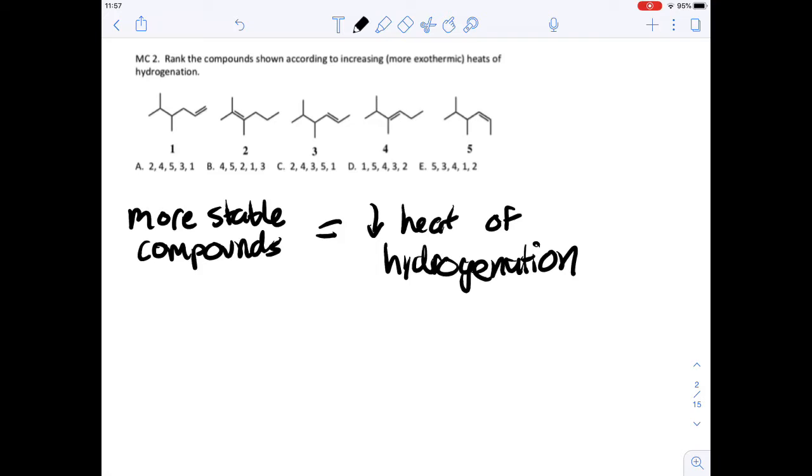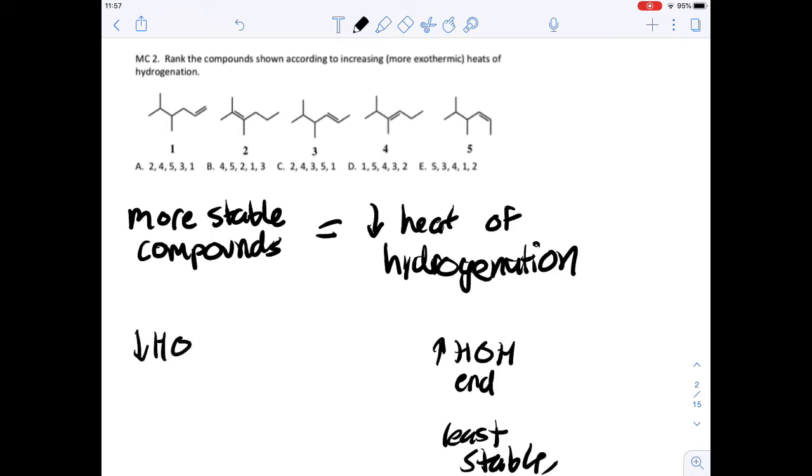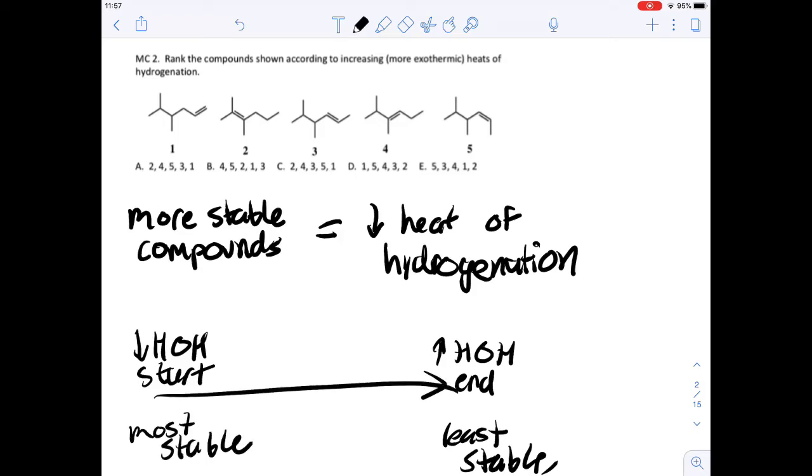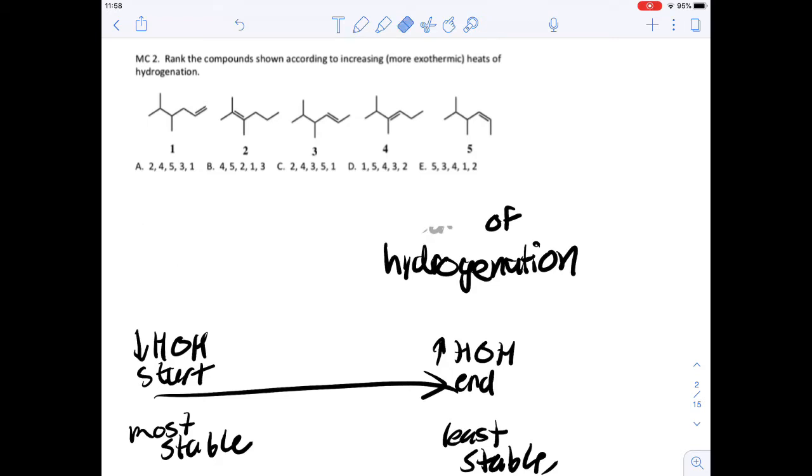So what that means is if your highest heat of hydrogenation is at the end, these are also going to be your least stable, and your lowest heat of hydrogenation at the start, so these are going to be your most stable, and the trend is going to go that way. Okay, so with that in mind, we could actually tackle the question itself.